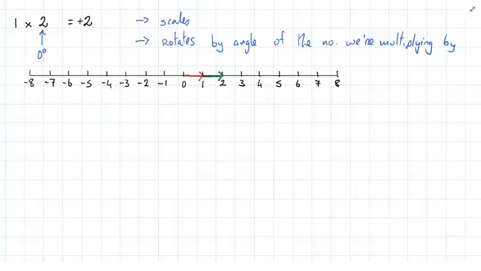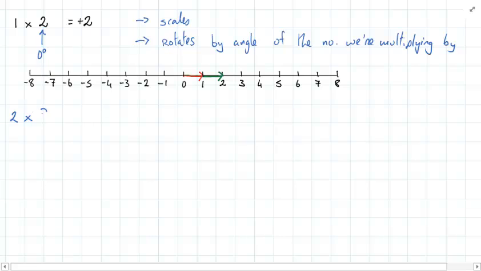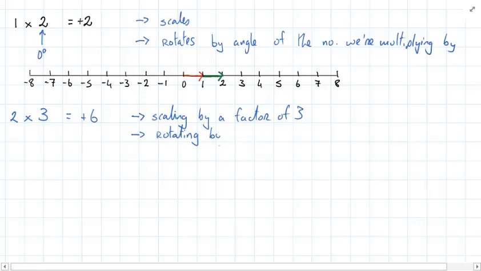If we take another example, we'll say we start with the number 2 and we multiply it by 3. Again, we know the answer to that is going to be positive 6. But in this new way of thinking about multiplication, we could think about this as scaling it or stretching it by a factor of 3. And again, rotating it by the angle that 3 makes with my number line. So that angle is 0 degrees, so I'm not really rotating it at all.